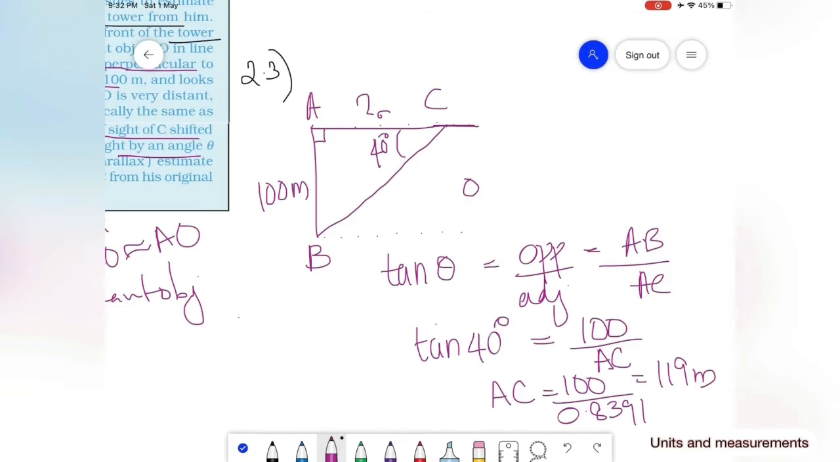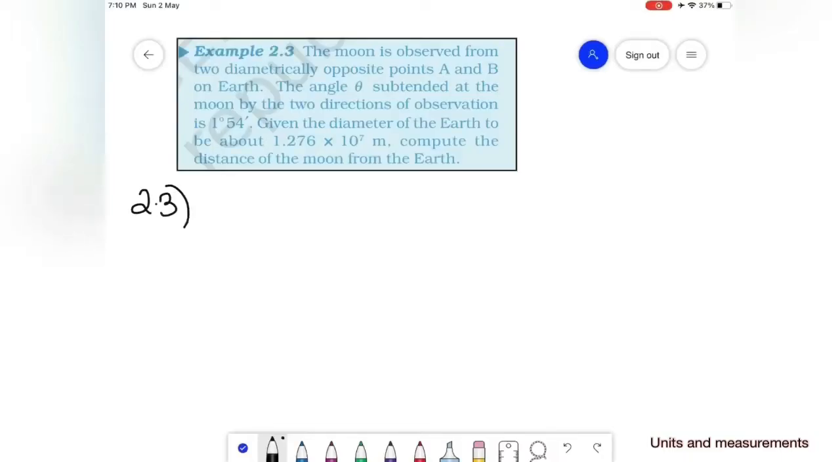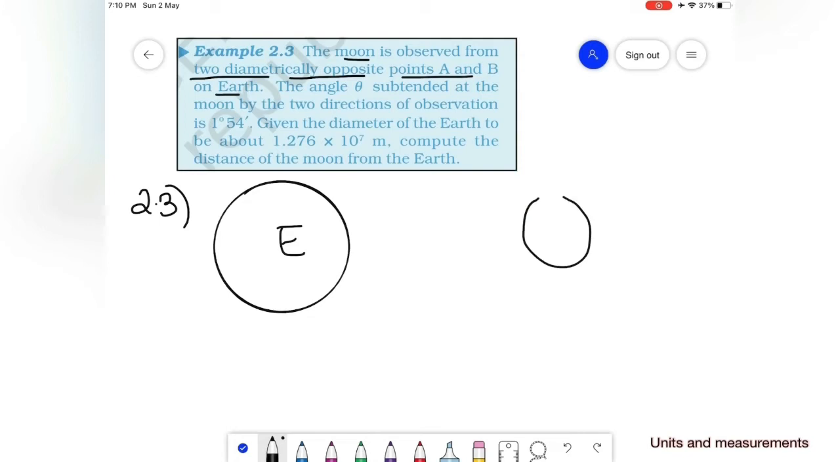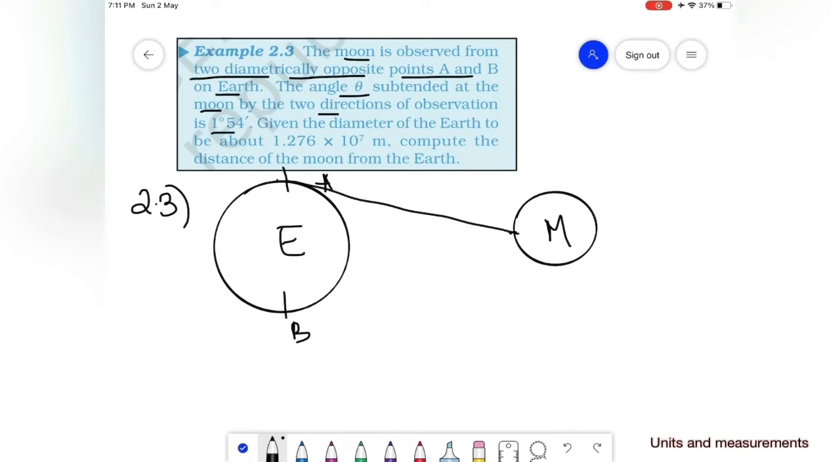119 meters. Example 2.3. The moon is observed from two diametrically opposite points A and B on Earth. So let's draw this. Let's draw the Earth. Now let's draw the moon. Two diametrically opposite points are observing the moon. The angle theta subtended at the moon by the two directions of observation is 1 degree 54 minutes. So that theta value, the parallax angle, is 1 degree 54 minutes.